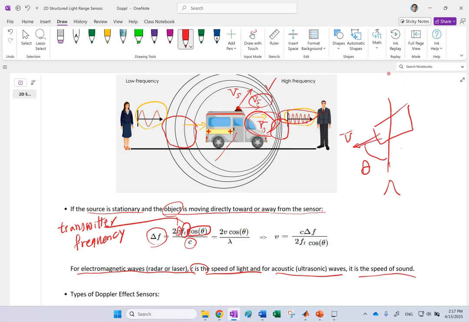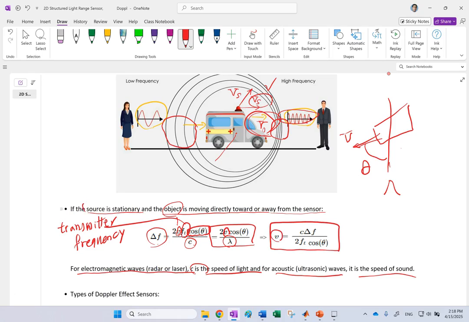So you can calculate the shift like this, and then if you want, you can divide that ft by c, and that is going to be 1 over lambda, so you can also write it like that. And if you are interested in the velocity, you solve for velocity, and this is the velocity of the object.